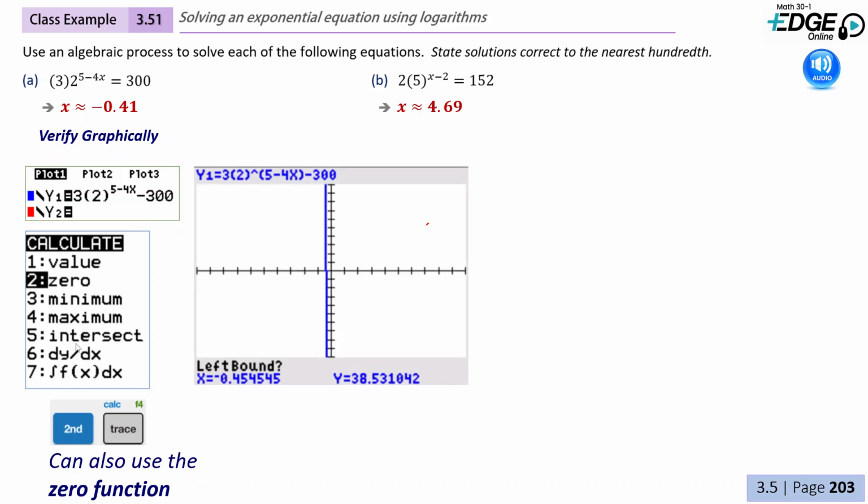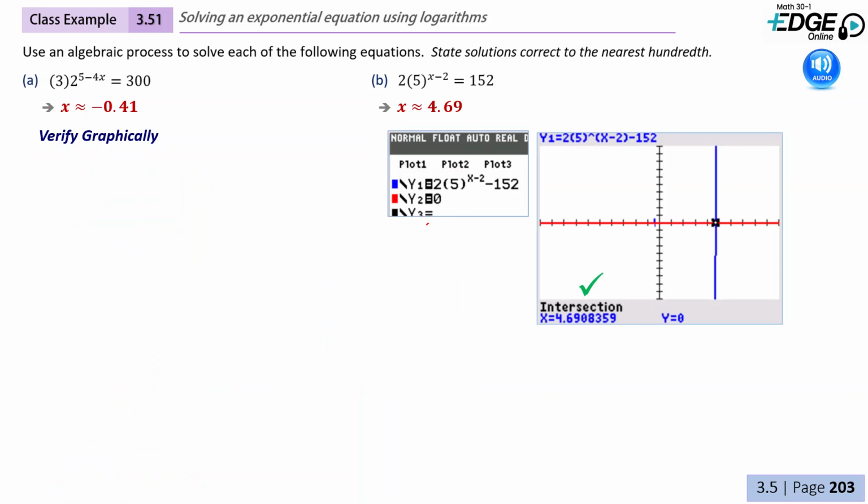So in that case, we find that a little different. The calculator is asking us for the left bound. So you'll just click to the left of where you think the x-intercept is, and then the right bound, and then you'll take a guess. So push enter one more time. And then again, we get the same solution.